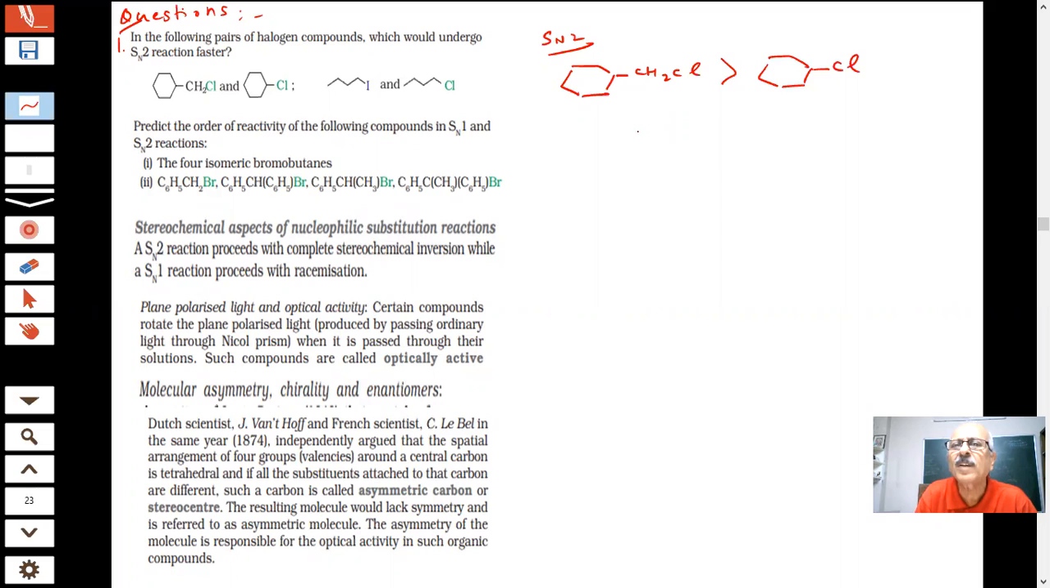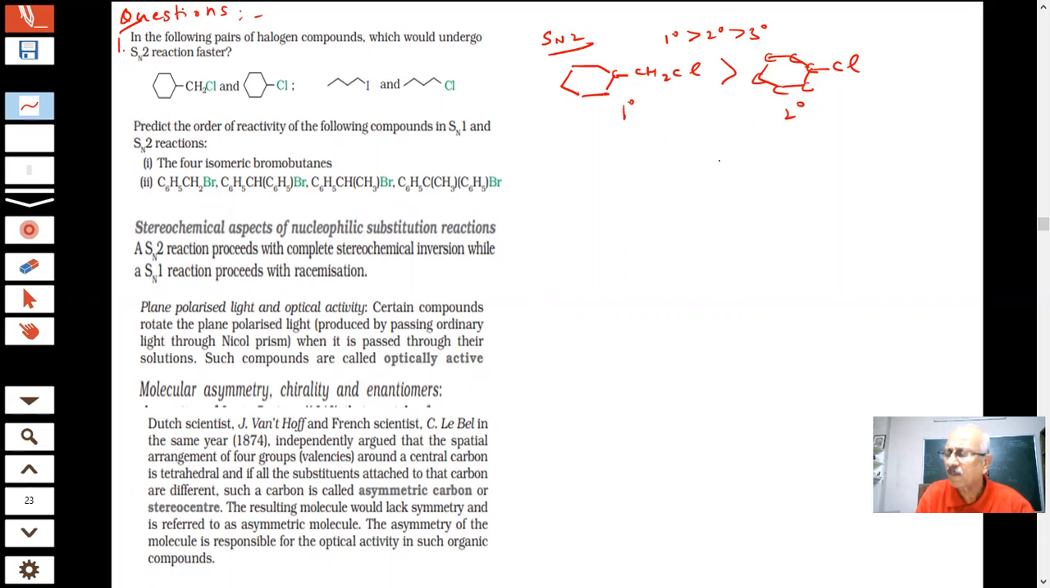Why? In SN2, what is the order? 1 degree is faster than 2 degree, which is faster than 3 degree. What is this carbon? This is 1 degree. This carbon is attached to only one carbon. What about this one? I'm getting confused, making a mistake. Sorry, this carbon is attached to 2 carbons, so this is 2 degree. Therefore, this will be faster than this.